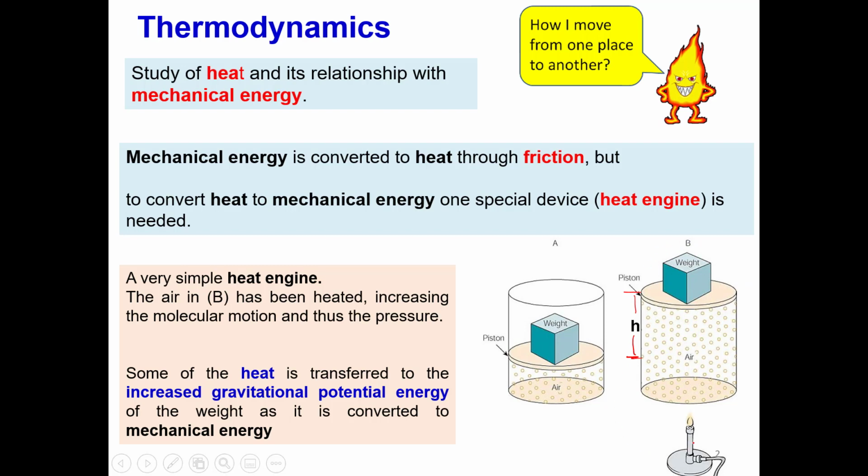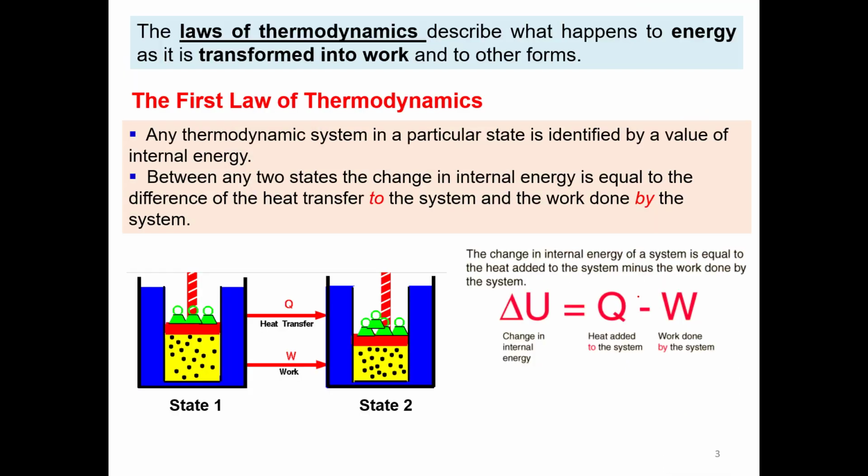So this is the energy we are giving to the gas as heat, but this energy is converted into potential energy because we are moving the weight. Then the laws of thermodynamics describe what happens with the energy as it is transformed into work or other forms of energy. And this is what the laws of thermodynamics explain.